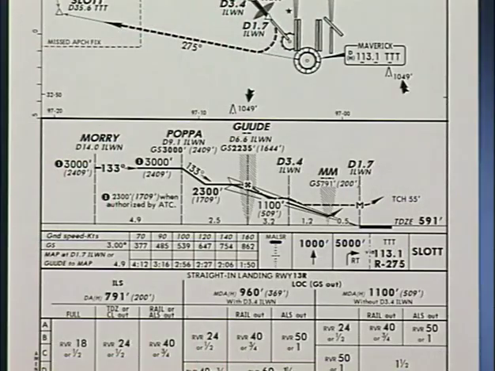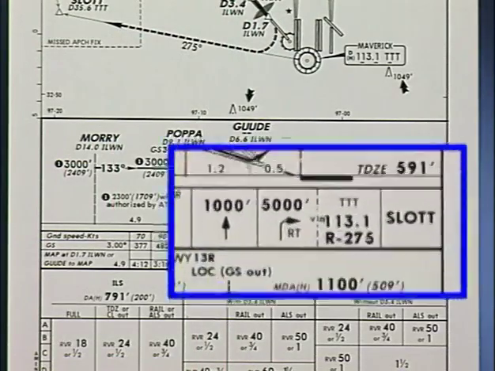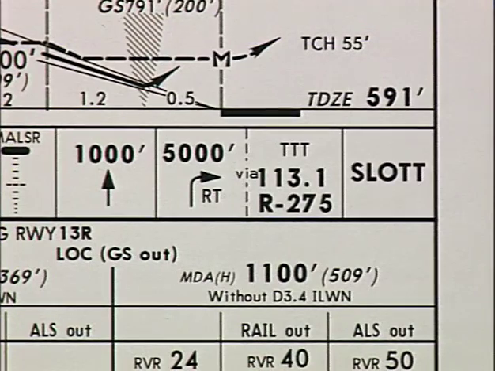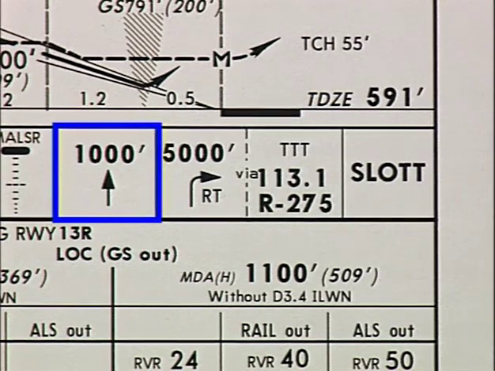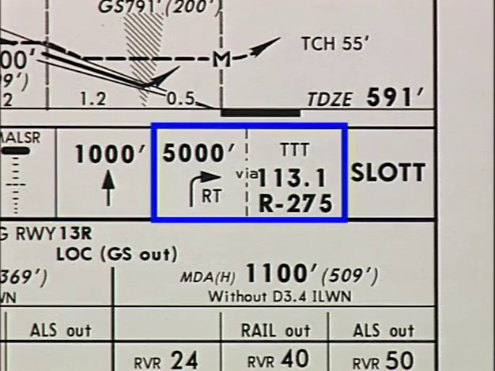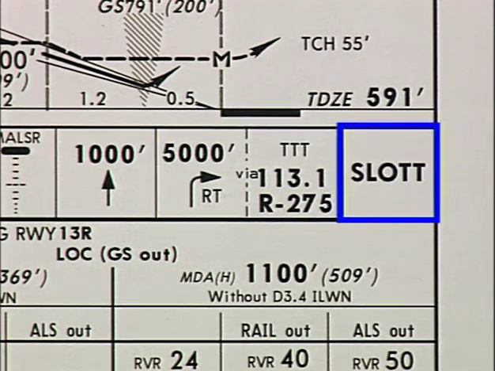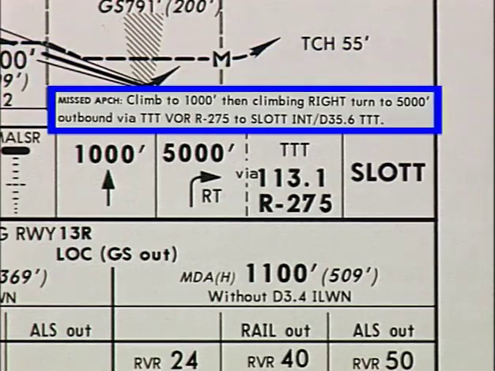The missed approach information is found next to the lighting box. Here, icons offer a quick graphic depiction of the textual missed approach procedure. In this case, 4 icons are used. First, climb to 1,000 feet. Then make a climbing right turn to 5,000 feet outbound via the Maverick VOR on the 275-degree radial until you get to slot intersection. This should match the textual description of the procedure.